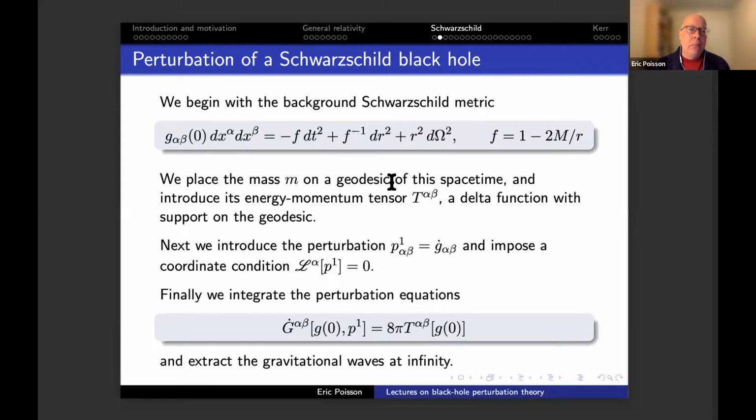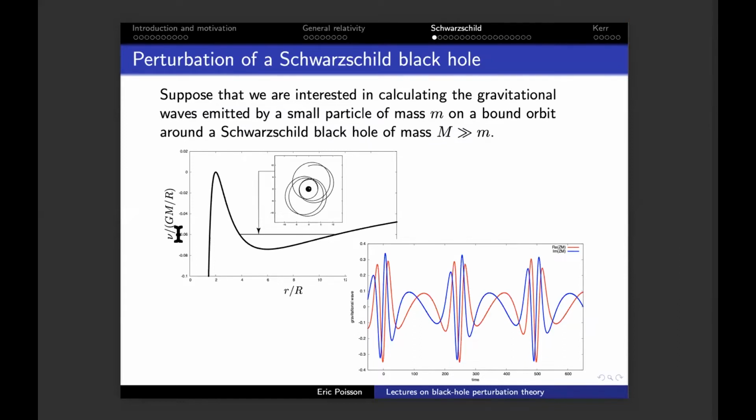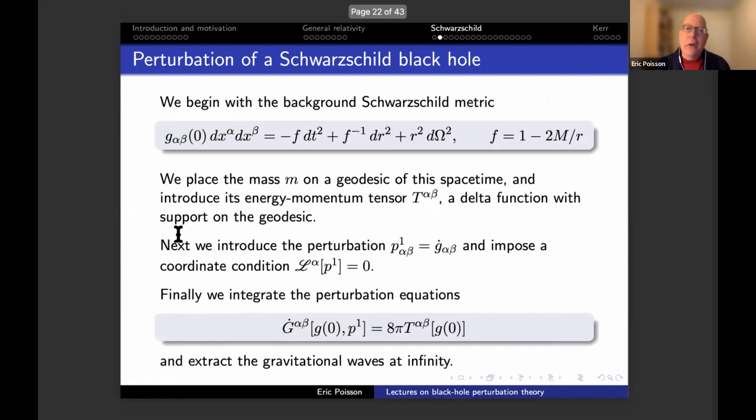Now, there was a question, a clarification required, I guess. What is on the y-axis in the previous plot? Oh, that's the effective potential for geodesic motion in the Schwarzschild spacetime. So it's the effective potential. That's my notation for it. Okay. Thanks for asking to clarify.